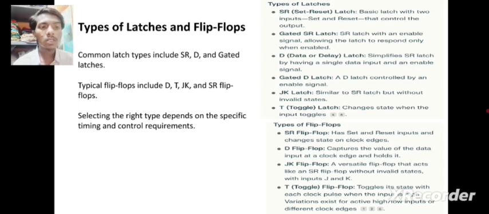And then next is the JK flip-flop. JK flip-flop is a flip-flop that acts as an SR flip-flop without invalid states. The next is the T flip-flop. T flip-flop toggles its state with each clock pulse when the input is high, and variations exist for active high or low inputs and different clock edges.